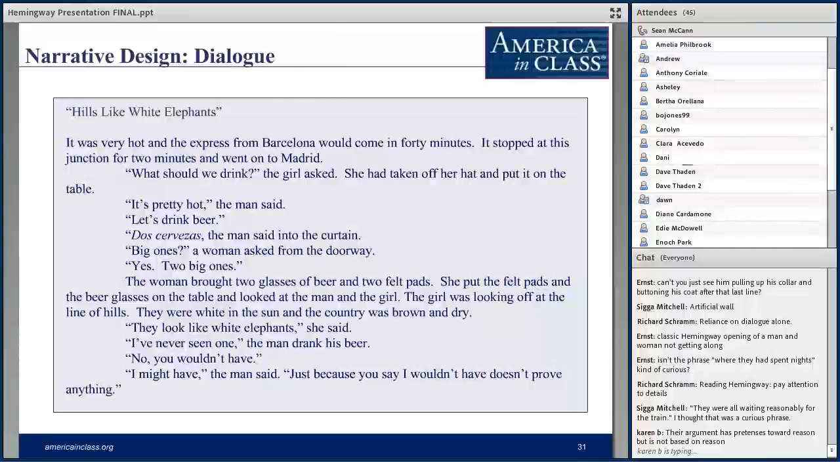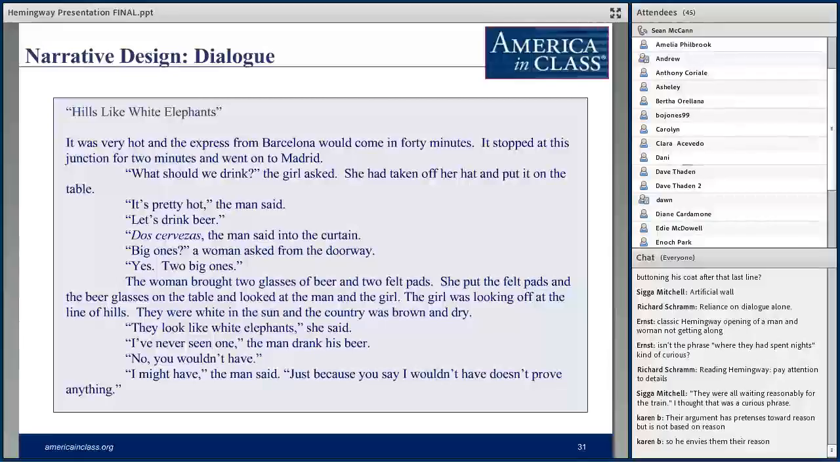Let's drink beer. Dos cervezas, the man said into the curtain. Big ones? a woman asked from the doorway. Yes, two big ones. The woman brought two glasses of beer and two felt pads. She put the felt pads and the beer glasses on the table and looked at the man and the girl. The girl was looking off at the line of hills. They were white in the sun, and the country was brown and dry. They look like white elephants, she said. I've never seen one, the man said, and drank his beer. No, you wouldn't have. I might have, the man said. Just because you say I wouldn't have doesn't prove anything.